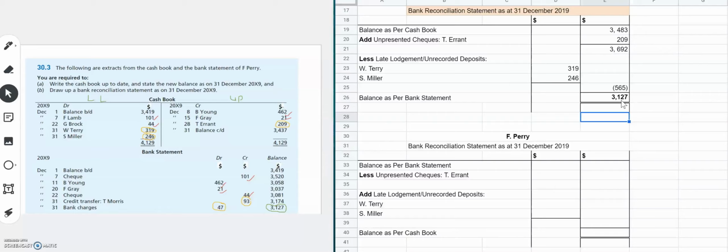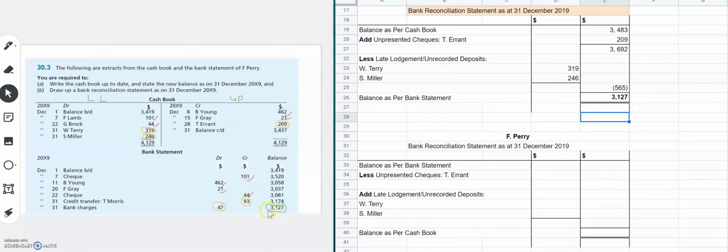Now we're just going to use another format where we're going to prepare the bank reconciliation statement, and we're going to now start off with the balance as per bank statement. You will recognize that in this format, instead of adding unpresented checks, we are now subtracting them, and instead of subtracting late lodgements, we are now adding late lodgements when we start off with our balance as per bank statement. So our balance as per bank statement is the last figure in the balance column in our bank statement.